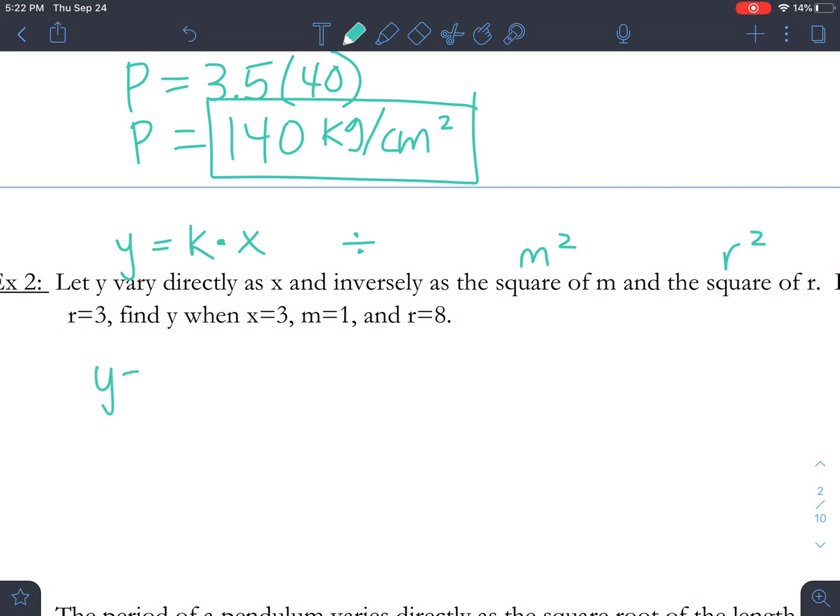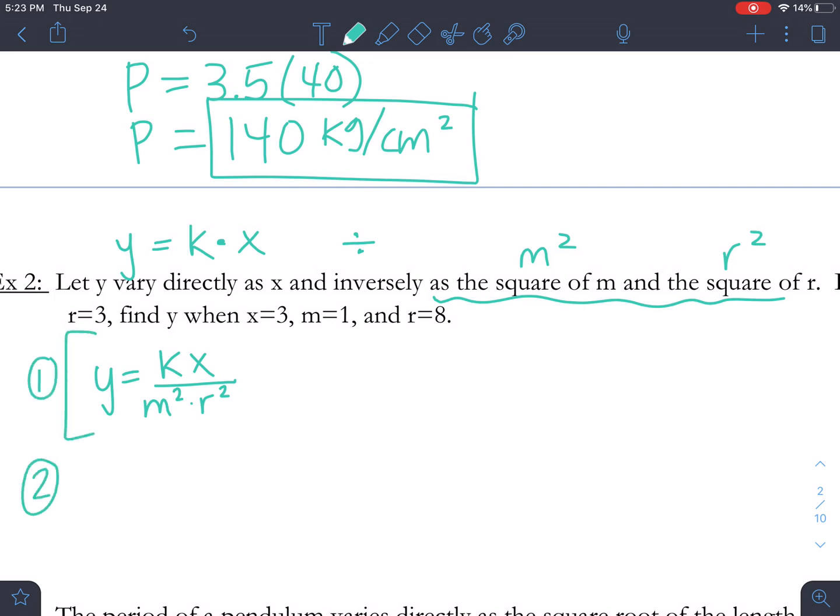So I have y equals k times x divided by... Inversely, whatever comes after the word inversely, both of those things are multiplied together in the denominator. So here's my formula: k times x divided by m squared r squared. Okay, so remember that's step 1, I guess you could say. Step 2, if you want to write yourself a note, we're going to solve for k.